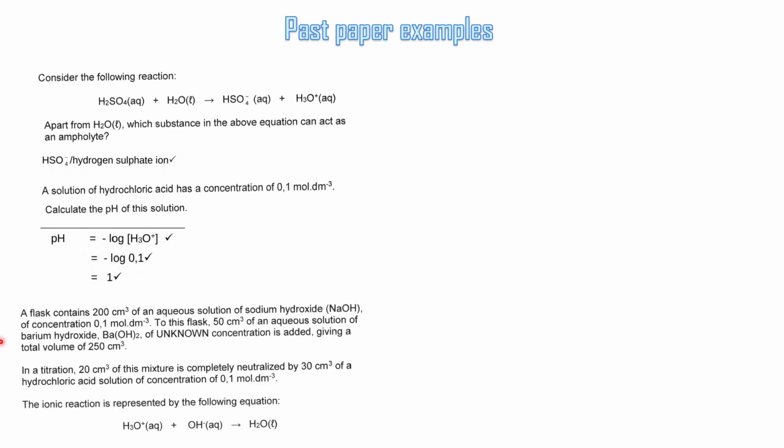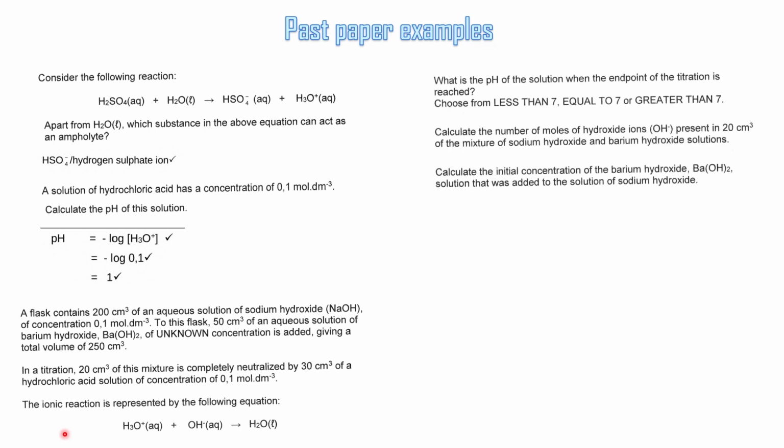A flask contains 200 of an aqueous solution of sodium hydroxide of concentration 0,1. To this flask, 50 of an aqueous solution of barium hydroxide of unknown concentration is added, giving a total volume of 250. In a titration, 20 centimeters cubed of this mixture is completely neutralized by 30 centimeters cubed of a hydrochloric acid solution of the concentration of 0,1. Then they have given you a balanced reaction.